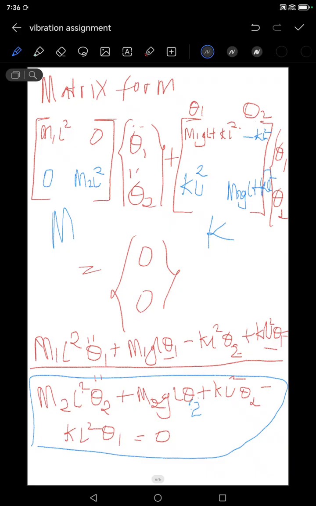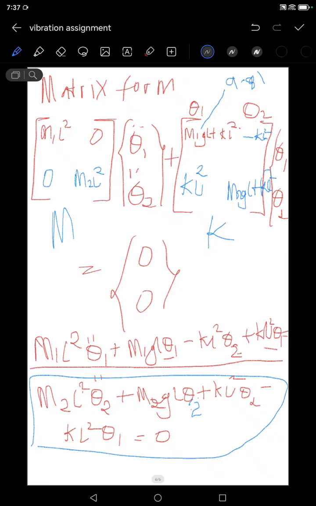Thank you. So now we're going to substitute with the values. Our m was 10, our L was 0.5, and our K was 20. So 10 multiplied by 0.5 squared is going to give us 2.5. So here it's going to be 2.5, and here also 2.5. On this side, it's going to be 10 multiplied by g. Remember, g is 9.81. So it's going to be 10 multiplied by 9.81 multiplied by 0.5 plus 20 multiplied by 0.5 squared.